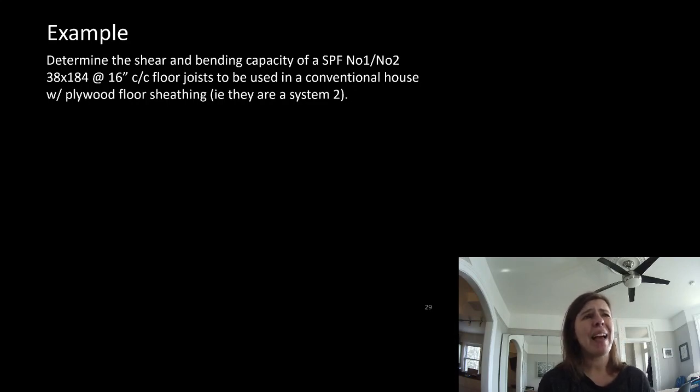It's a conventional house with plywood floor sheathing, so it's a system 2. It's that standard construction where we've got something on top that if the plywood tries to go down with it, it's going to engage the ones beside it just a tiny little bit.